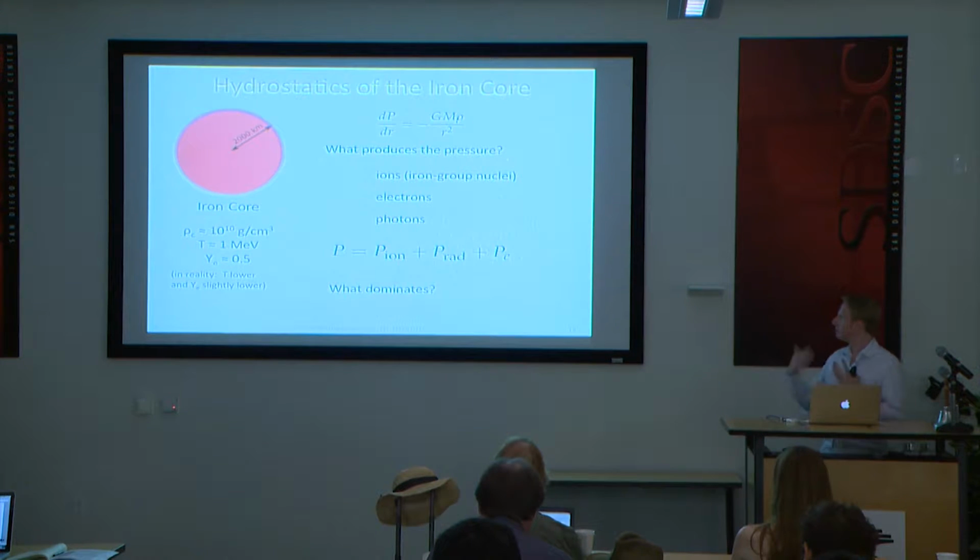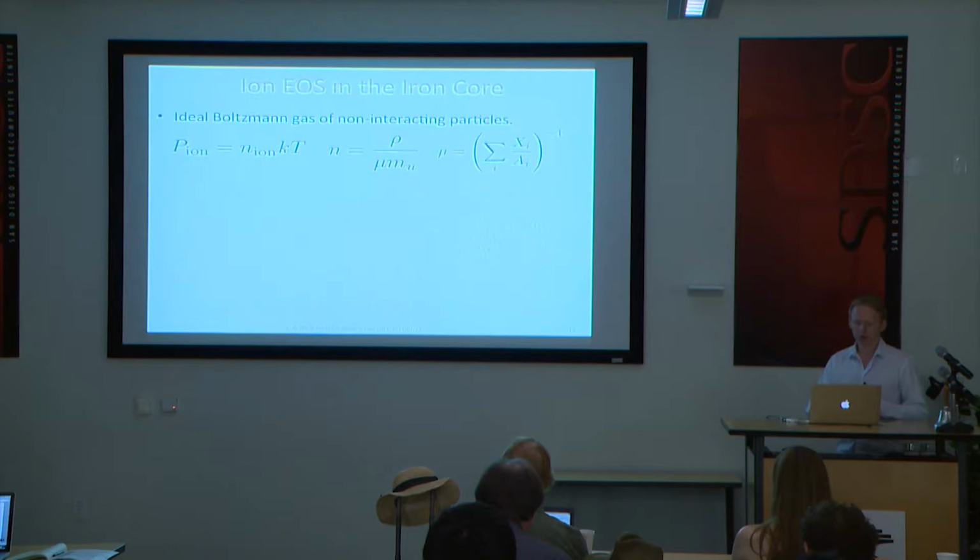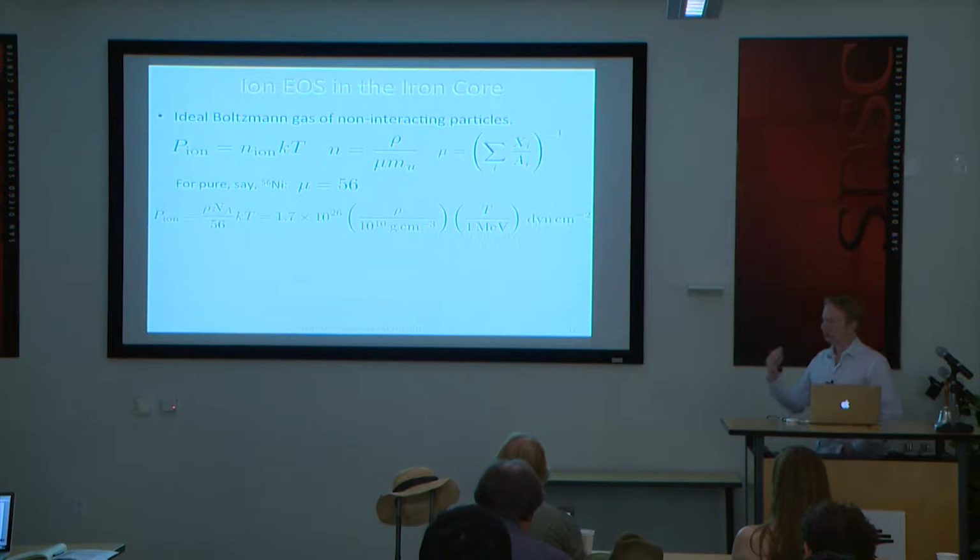So the total pressure is the sum of the partial pressures. The question is what dominates. Well, we can do some very basic estimates to figure this question out. Most of you maybe have seen that before. Just ideal gas for the ions. So they're Boltzmann gases. They're non-degenerate. Just have an ideal gas with some mean molecular weight down here. So you get a pressure, make an order of magnitude estimate. It's about 10^26 dyne per centimeter squared.